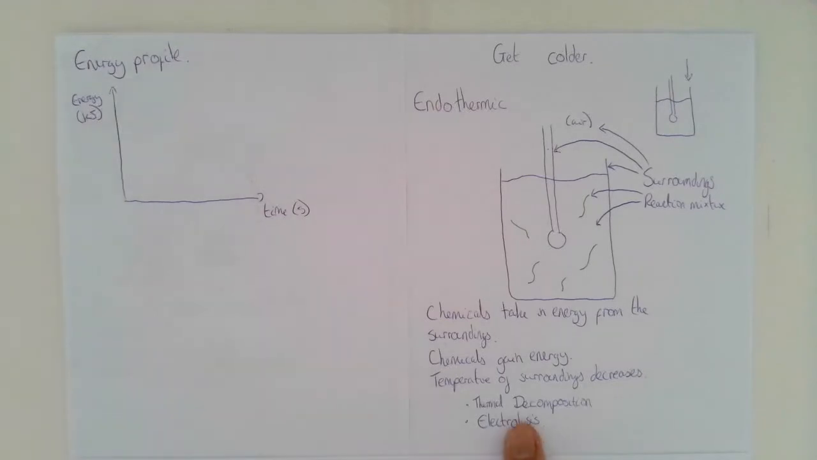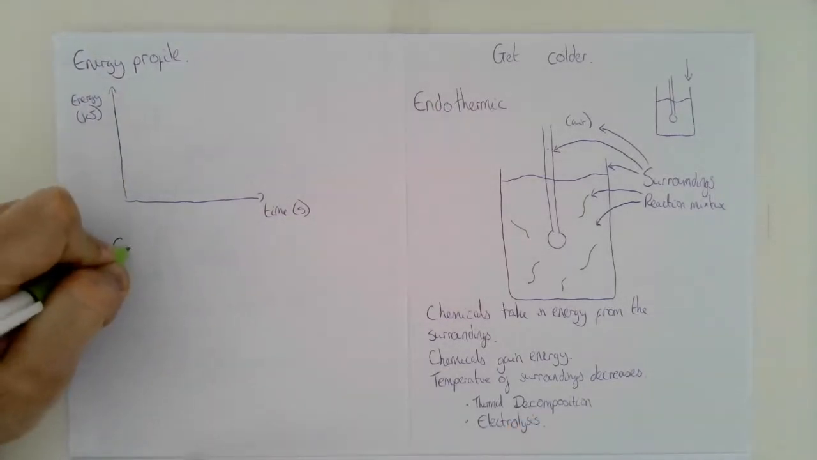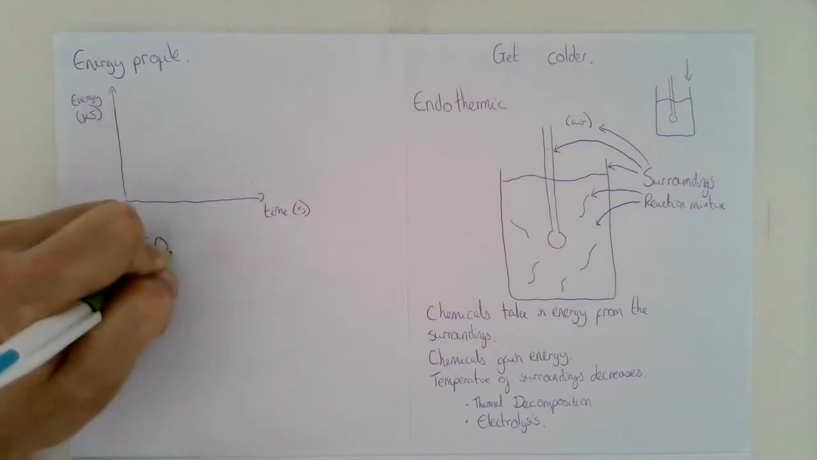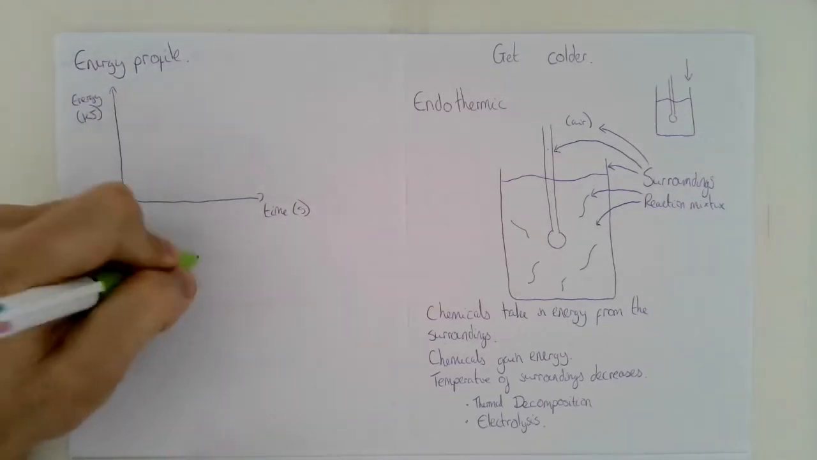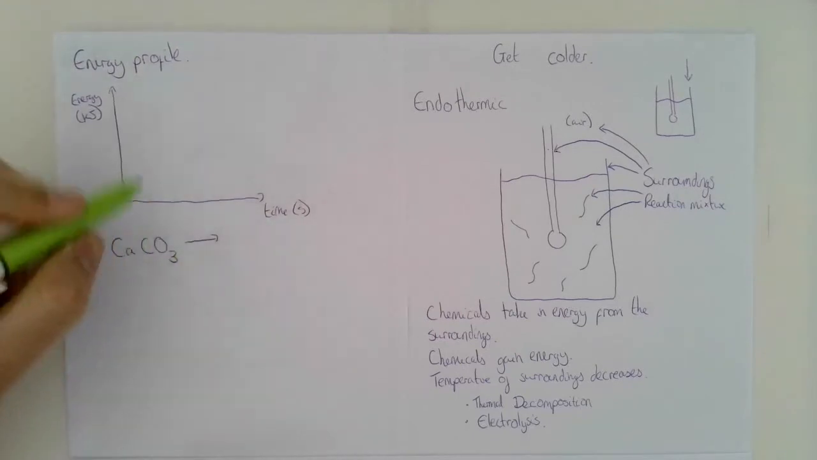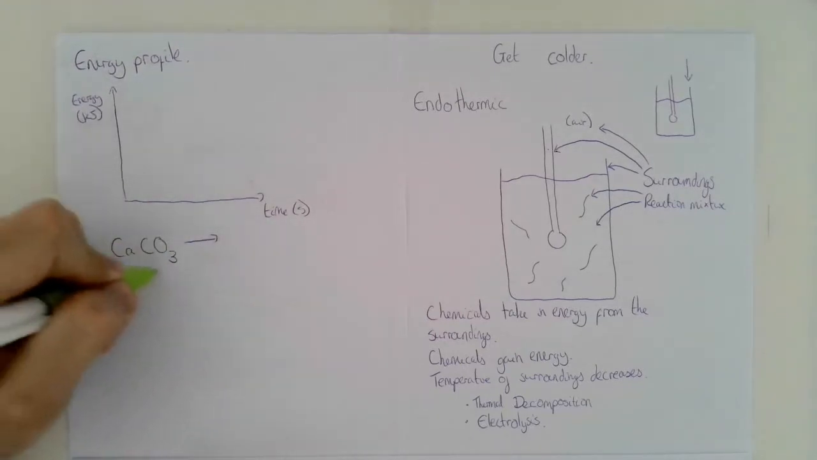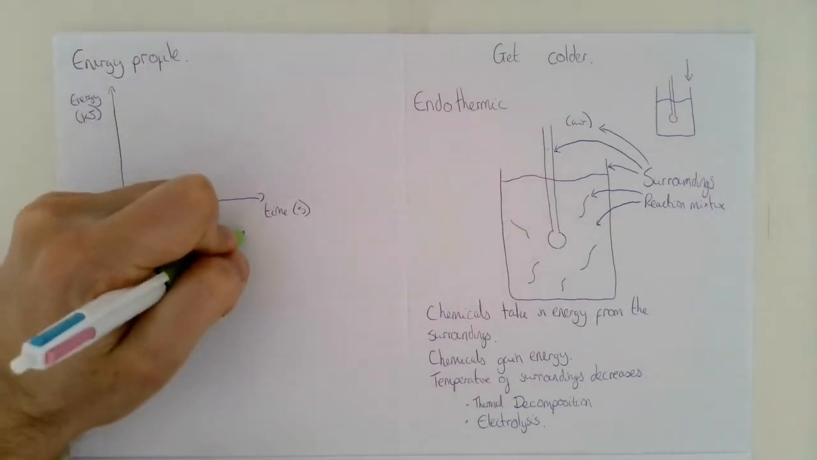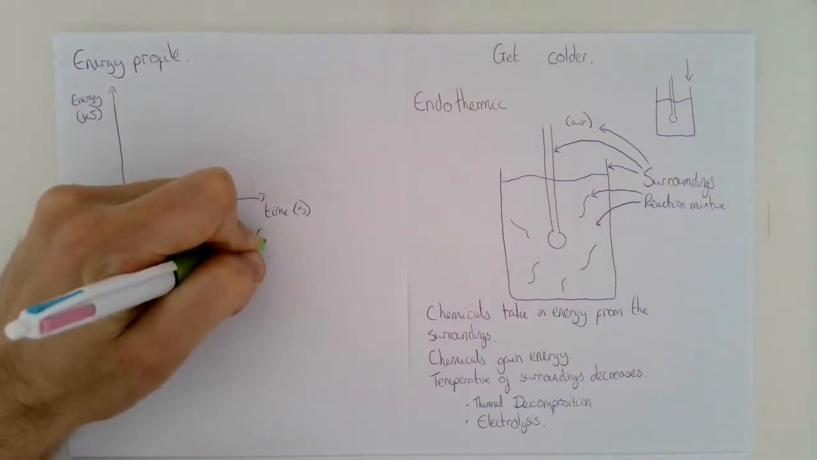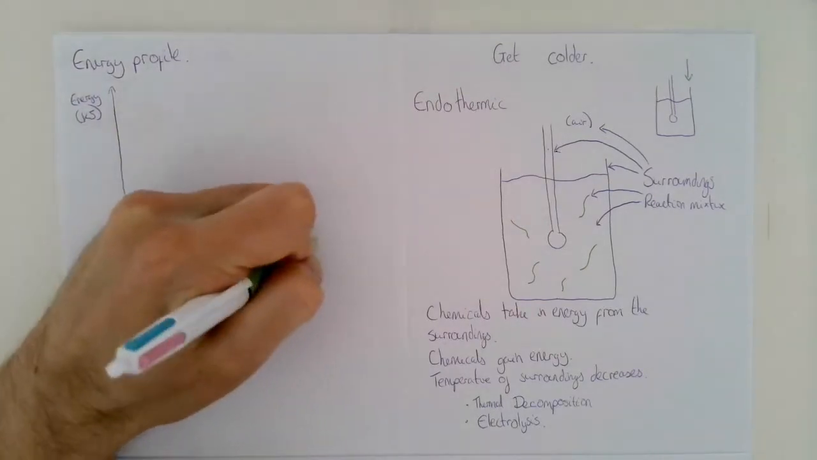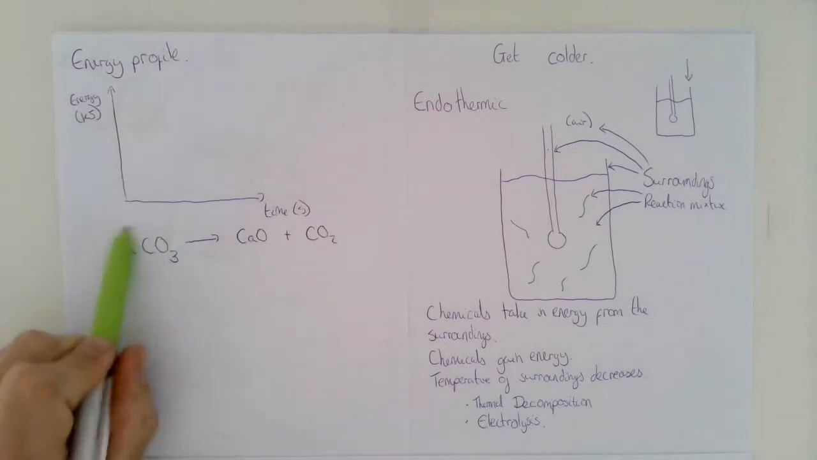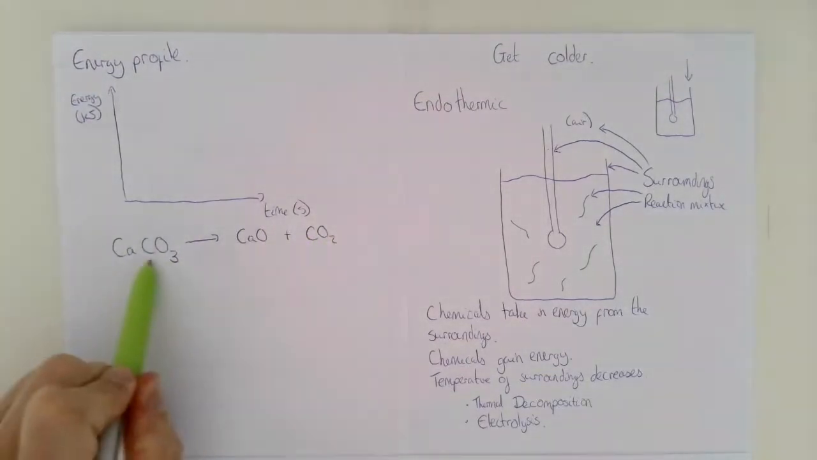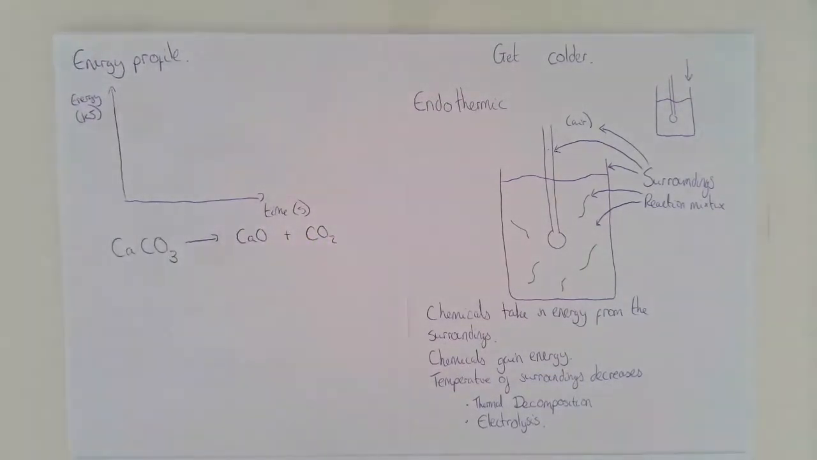An example: we talked about thermal decomposition earlier, so let's do one of those. Calcium carbonate will thermally decompose. You put a Bunsen burner underneath it, it'll take in the energy being given out by the Bunsen burner, and it will break down to make calcium oxide and carbon dioxide. Hopefully you can see that these two products are a broken up version of that thing there.